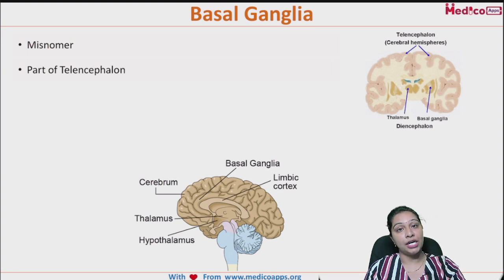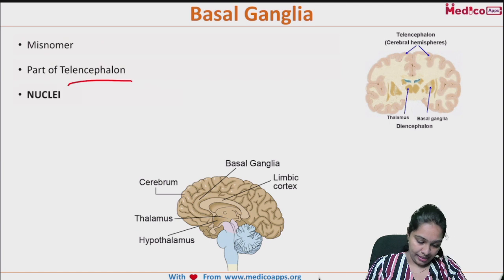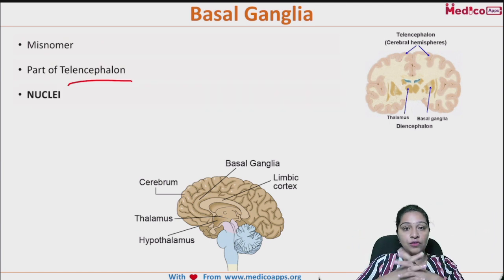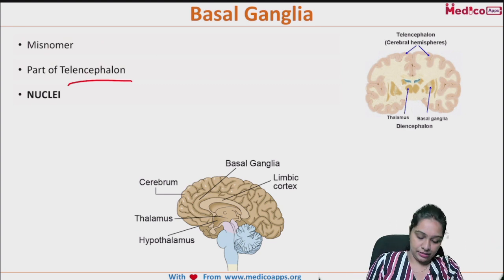This part is a constituent part of the telencephalon of the brain. It constitutes a few nuclei that we will have to understand and memorize. It is a collection of nuclei and not ganglia. That is why it is a misnomer.